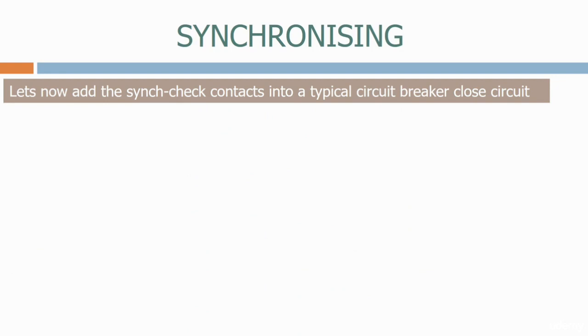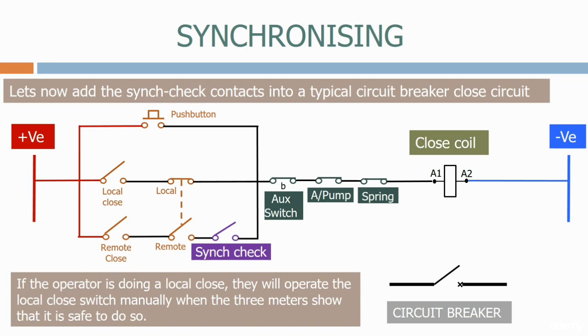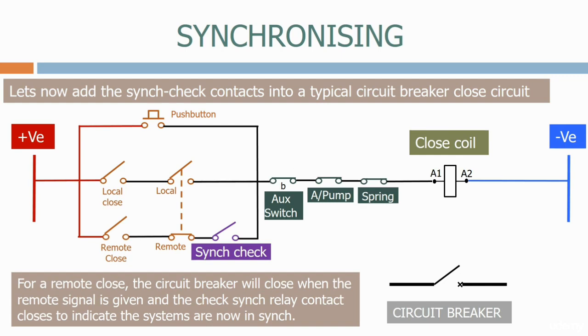Let's now add the sync check contacts into a typical circuit breaker closed circuit. If the operator is doing a local close, they will operate the local close switch manually when the 3 meters show that it is safe to do so. Let's now reset the system. For a remote close, the circuit breaker will close when the remote signal is given and the check sync relay closes to indicate the systems are now in sync.